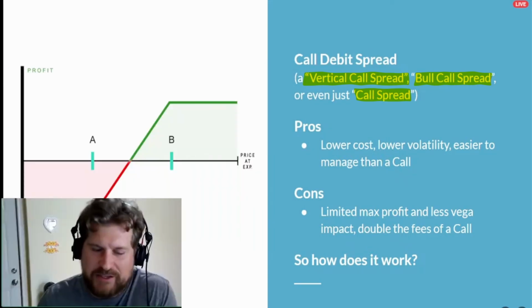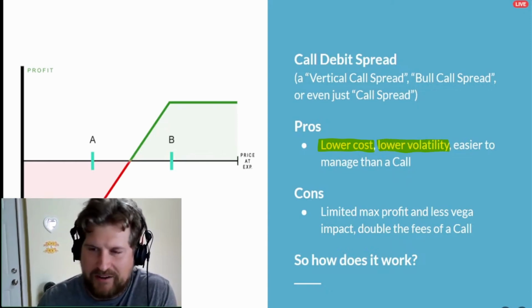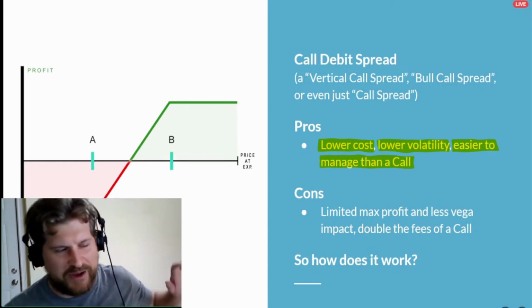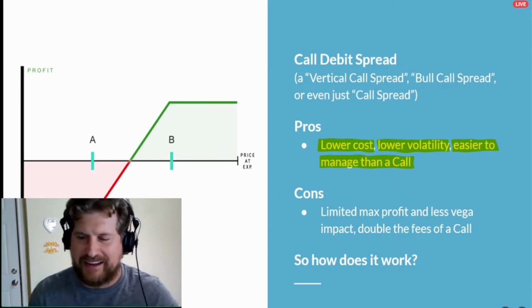Let's start with some pros and cons. Pros: a call debit spread is lower cost than buying an outright call. A call debit spread has lower volatility than an outright call, and a call debit spread is easier to manage than an outright call. And I'll at least try to prove that those things are true a little bit later on.